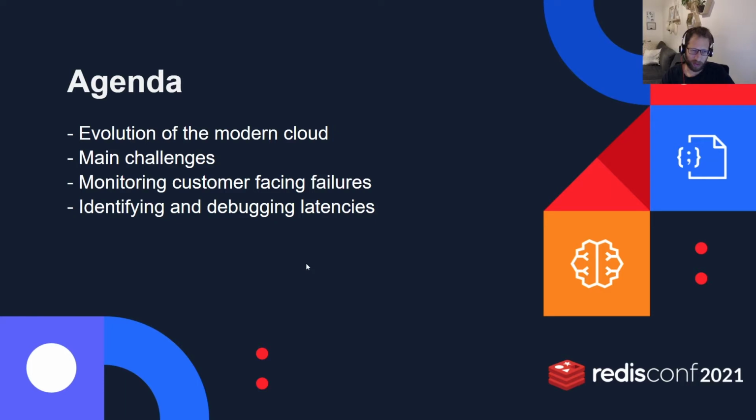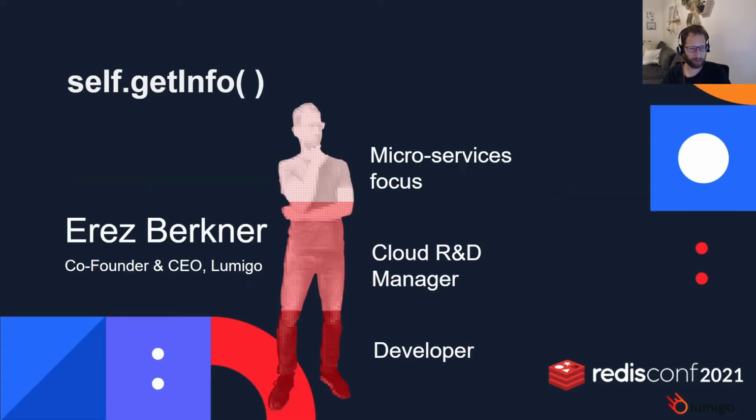I'm going to cover very quickly the evolution of the modern cloud and the main challenges it brings to production environments. We're going to talk about how you actually monitor customer-facing failures and how to identify and debug latencies, because these are the main things that need to be considered when thinking about microservices.